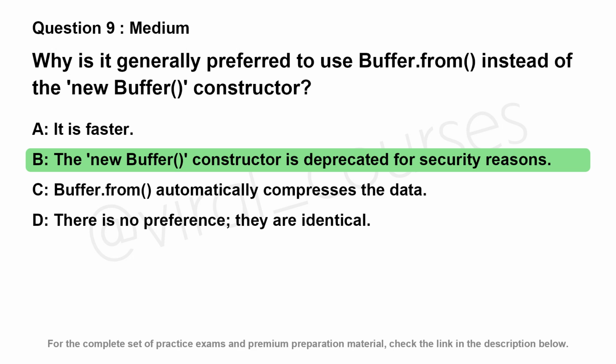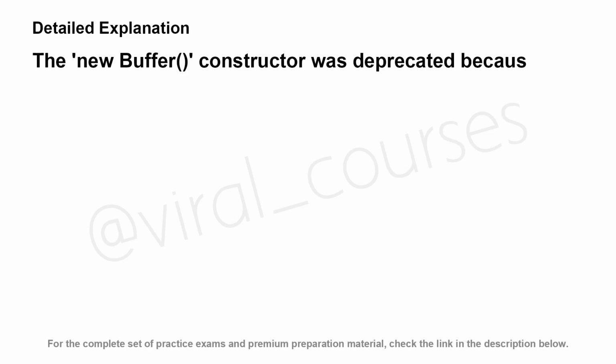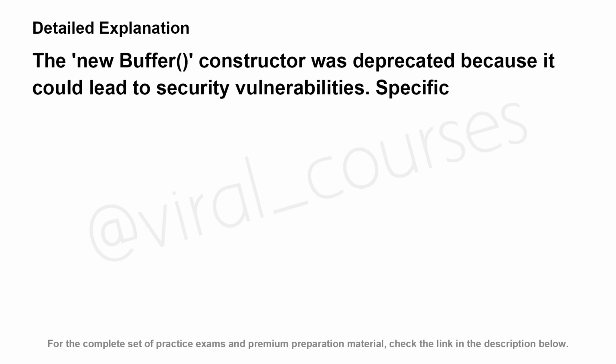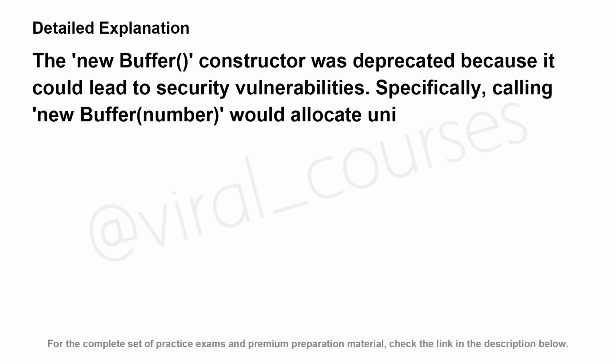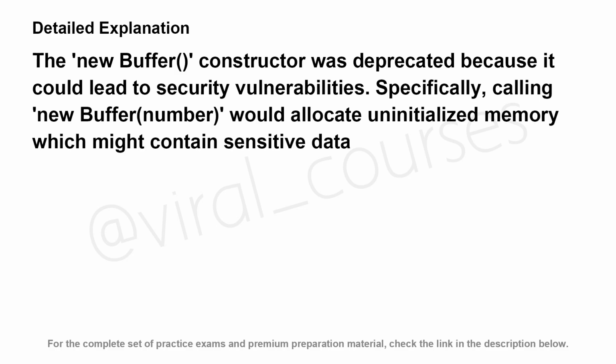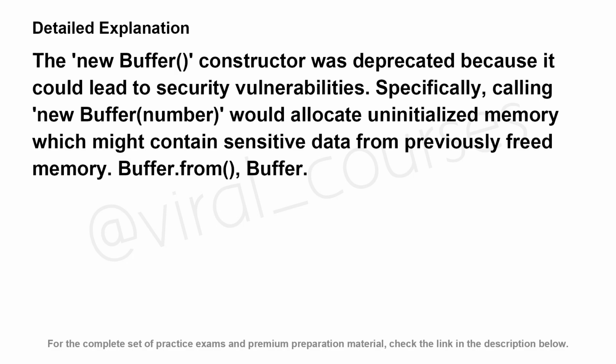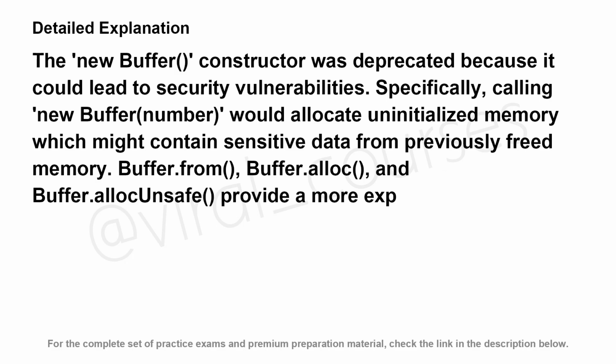The correct answer is B. The new Buffer constructor was deprecated because it could lead to security vulnerabilities. Specifically, calling new Buffer(number) would allocate uninitialized memory which might contain sensitive data from previously freed memory. Buffer.from, Buffer.alloc, and Buffer.allocUnsafe provide a more explicit and safer API.